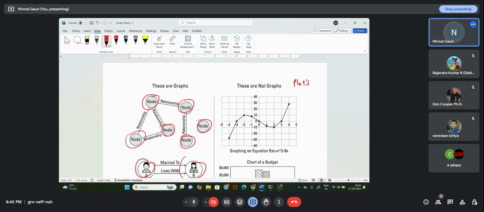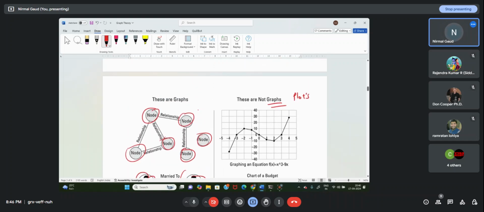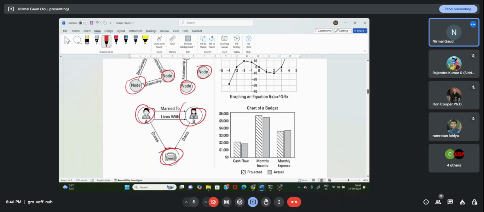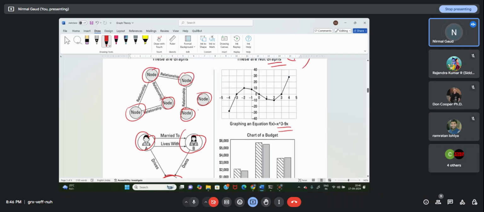Okay, they also say it's like putting here not graphs. Not graphs means I am not having the huge nodes, and I'm not having any relationship between the nodes. I'm just marking the points here and connecting them. So these are actually the plots or the charts. That's what I can say, plots or charts. So this is the equation whose plot or chart is made.